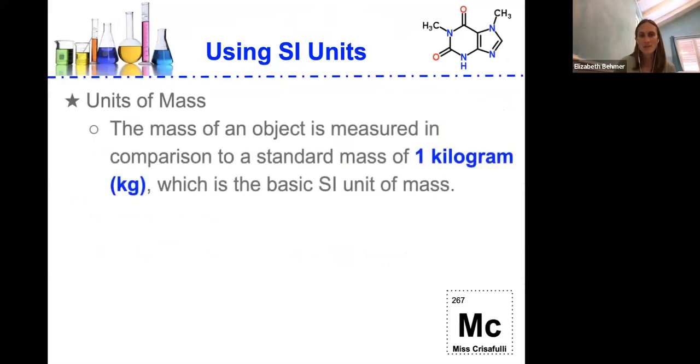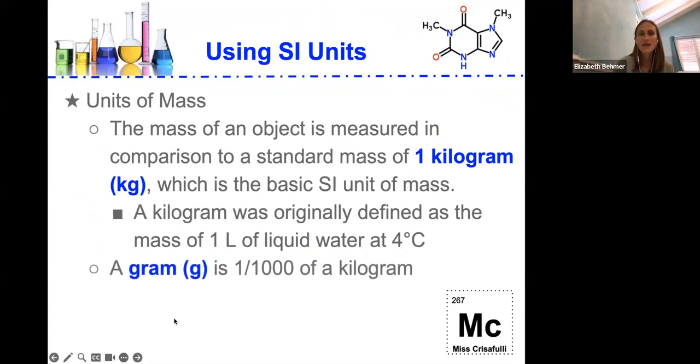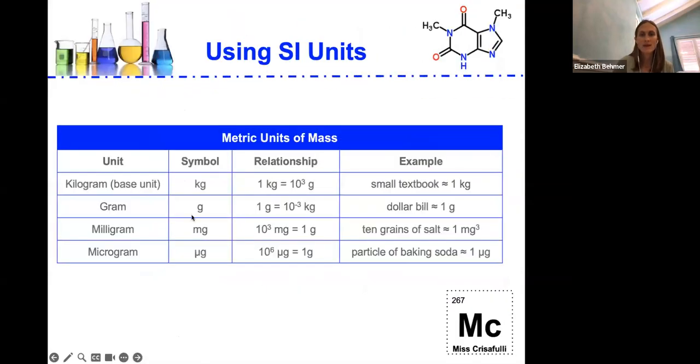Units of mass. So the mass of an object is measured in comparison to the standard mass of 1 kilogram, which is the basic SI unit of mass. And a kilogram was originally defined as the mass of 1 liter of liquid water at 4 degrees Celsius. A gram is 1/1000th of a kilogram. So here we have a gram. The kilogram is the base unit. So 1 kilogram is equal to 1,000 grams.